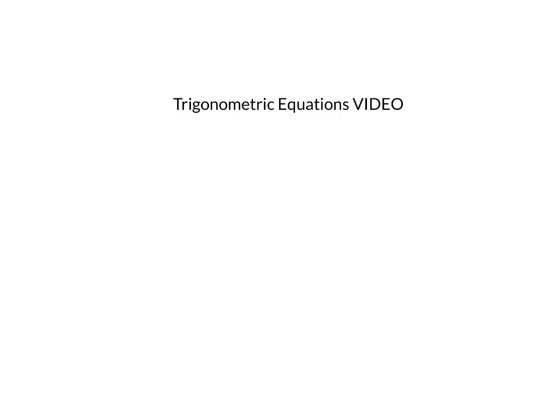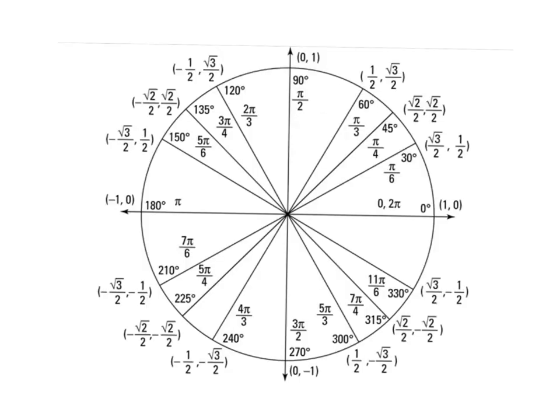Please take notes in your note packet and remember that you can pause, fast forward, or rewind at any time. For this video you will need your unit circle. Remember that the cosine of theta is the x value of the corresponding point and the sine of theta is the y value of the corresponding point. And also take out a unit circle with your tangent values on it.